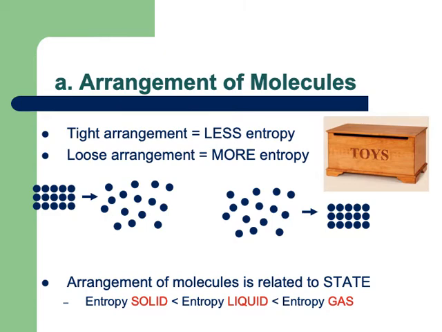The prime example I have is a toy chest or the ottoman I gave before, where when all the toys are in the toy chest, it's in a tight arrangement, the molecules are in a tight arrangement, there's less disorder.